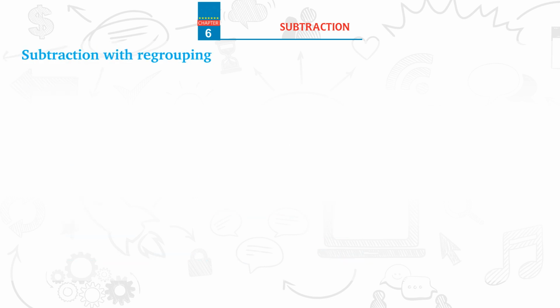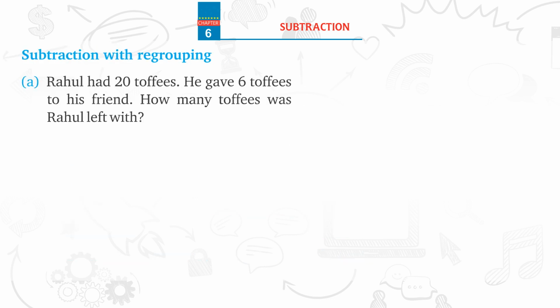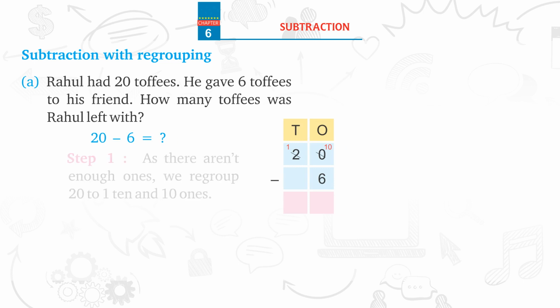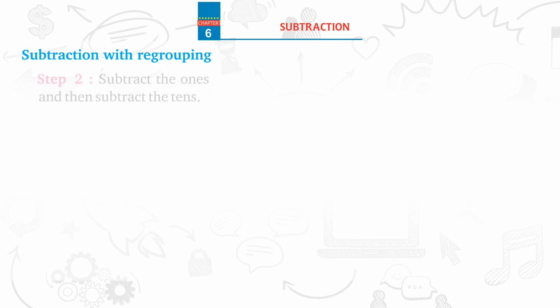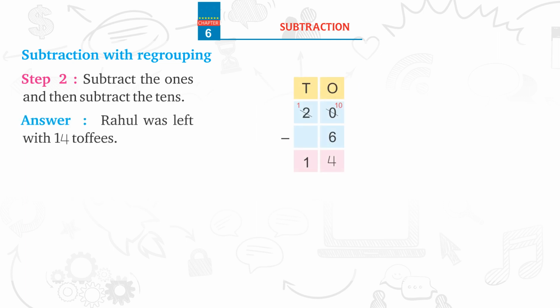Subtraction with regrouping. A. Rahul had 20 toffees. He gave 6 toffees to his friend. How many toffees was Rahul left with? 20 minus 6 equals. Step 1. As there aren't enough ones, we regroup 20 into 1 ten and 10 ones. Step 2. Subtract the ones and then subtract the tens. Answer. Rahul was left with 14 toffees.